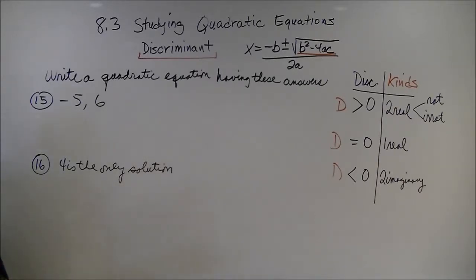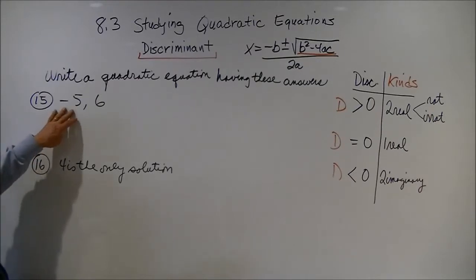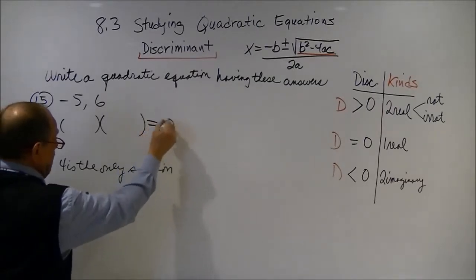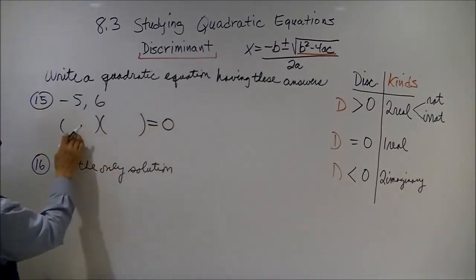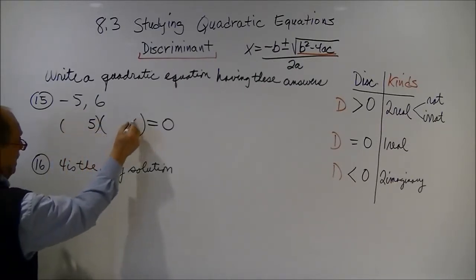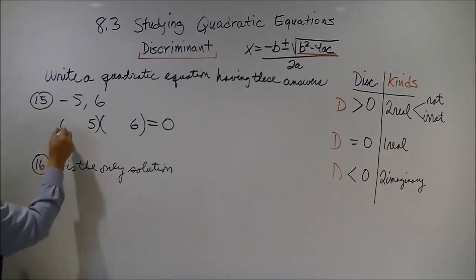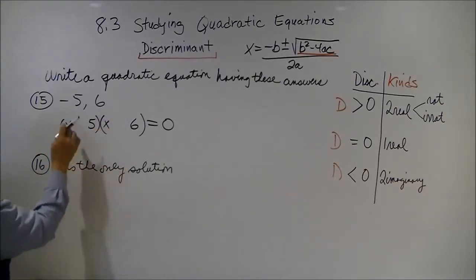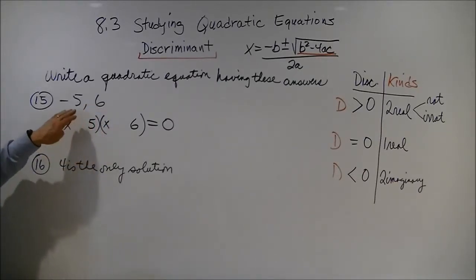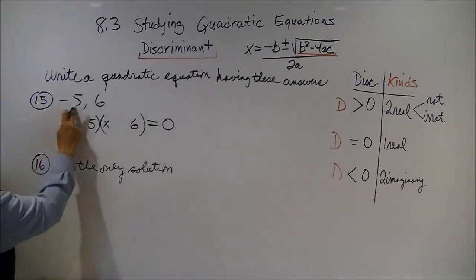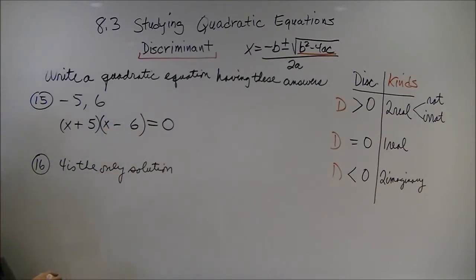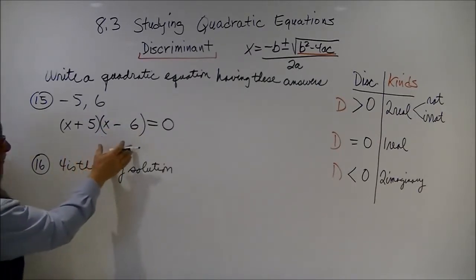Well, back in chapter 5, we spent time in which we had factors equal to 0. And these factors would have been a 5 and a 6. And this would be like an x there. And what would the signs be inside? Well, opposite signs. So the 5 would have been positive. The 6 would have been negative. And that would be the factorization.